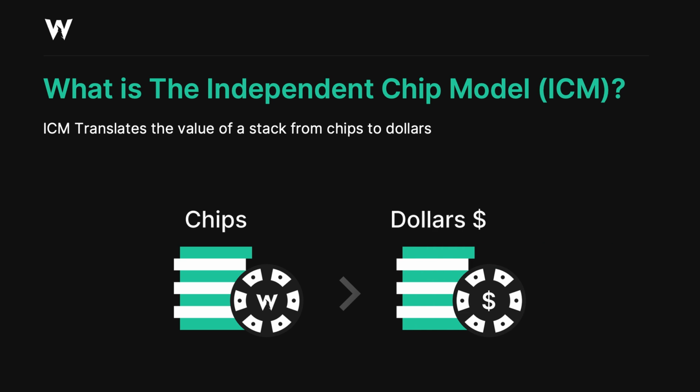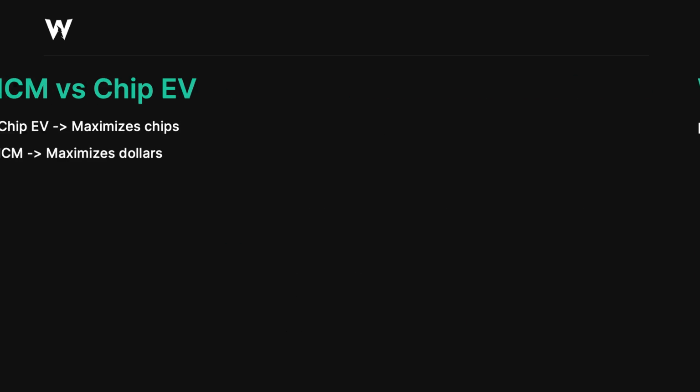First of all, what is the independent chip model? At its core, ICM just translates the value of a stack from chips to dollars. And this is important because it impacts every one of your tournament decisions. You see, it's not a one-to-one ratio. ICM essentially looks at the size of each stack in a tournament and figures out how often each stack will place first, second, third, fourth, and so on. It has no preconceived notions of player edges or strategy or positions. It's just a placement probability formula.